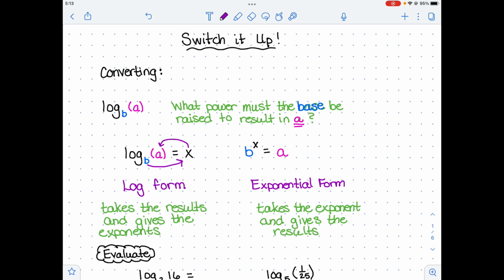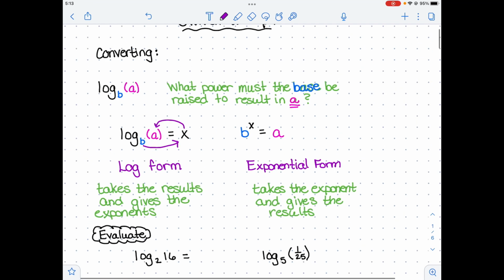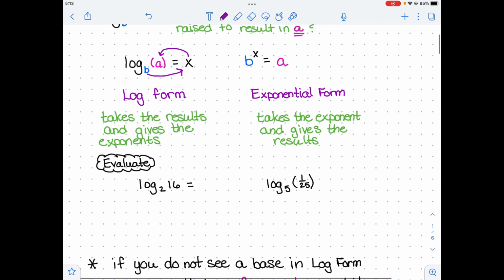Now the log form takes the results and gives you the exponents. So that's what you're solving for. And then the exponential form takes the exponent and gives the results. So remember, they are inverses of each other. So let's do a couple simple ones to evaluate.